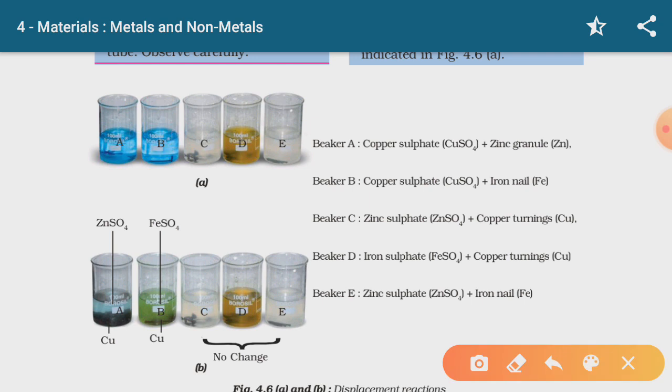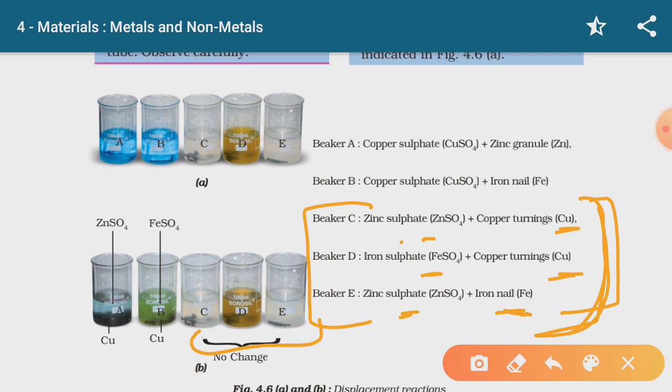In the last 3 there is no change because copper is less reactive as compared to zinc. Then again copper is less reactive as compared to iron, and here also iron is less reactive as compared to zinc. So in the last 3 cases no change will be there because these metals are less reactive than those metals, and the less reactive cannot displace a more reactive metal from its salt solution.